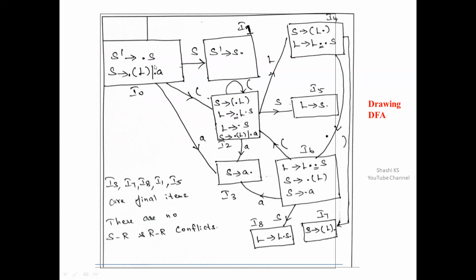What is the meaning of canonical collection of LR0 items? A production with a dot at some position on the RHS of the production is called an LR0 item. Here, this is our augmented production. Augmented means it is not present in the given grammar, but we have added it. S dash derives dot S is called an LR0 item because it is a production with a dot on the RHS. Now, what is the meaning of this dot?